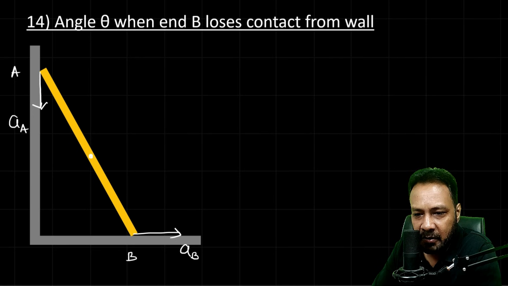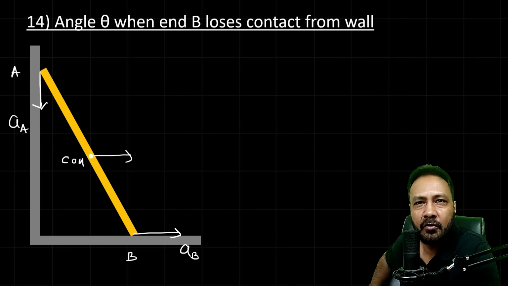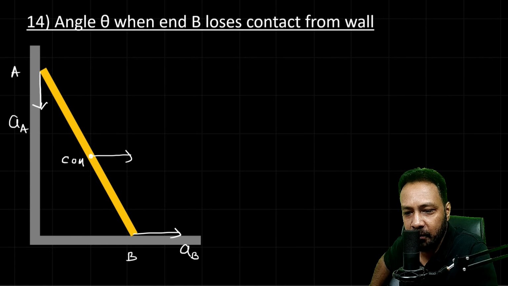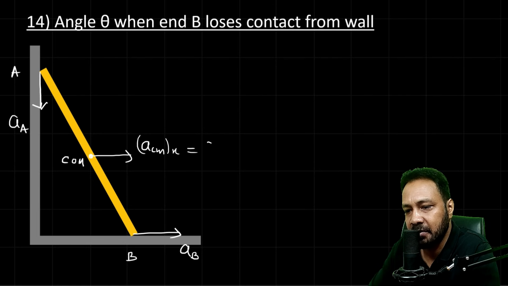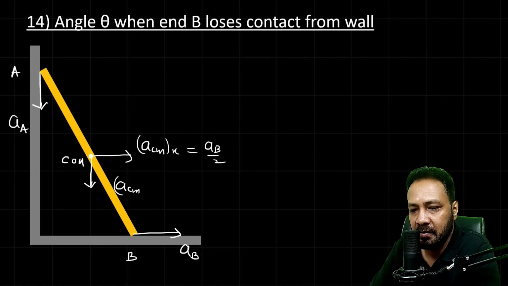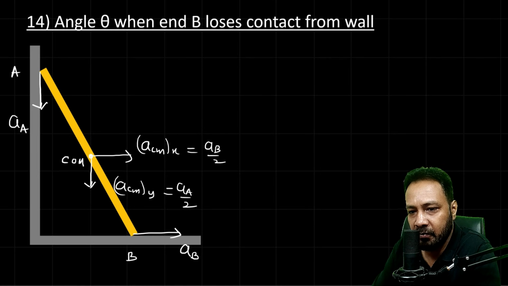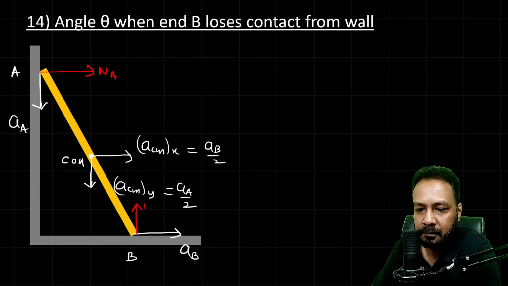So clearly, the x coordinate of the center of mass will always be half of the x coordinate of B. So acceleration of the center of mass will have an x component of AB by 2, and acceleration of the center of mass will have a y component of AA by 2. If I draw the FBD of the rod at this moment, it will have this normal NA, here normal NB, and obviously its weight mg.